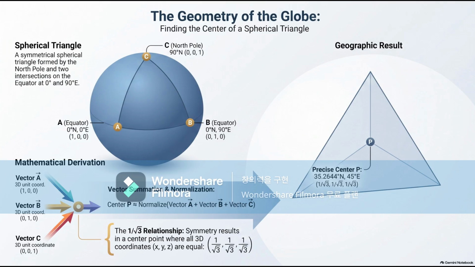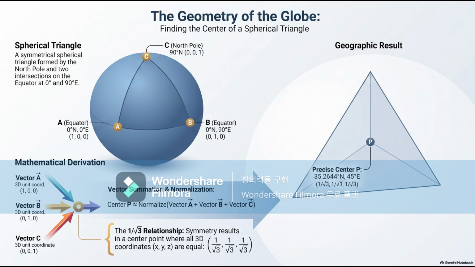Wait, I need a metaphor for this because my brain is still screaming that halfway between 0 and 90 is 45. It's hard to shake. Why isn't the distance from the center up to the North Pole the same as the distance down to the equator? It's all about the curvature. Yeah. And where the mass of the triangle is.